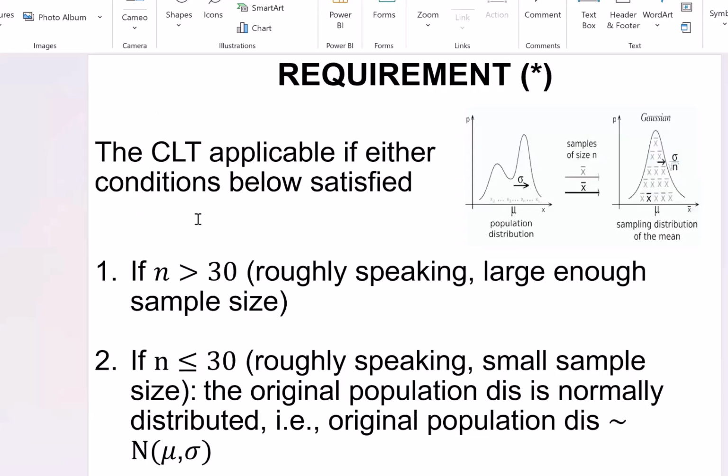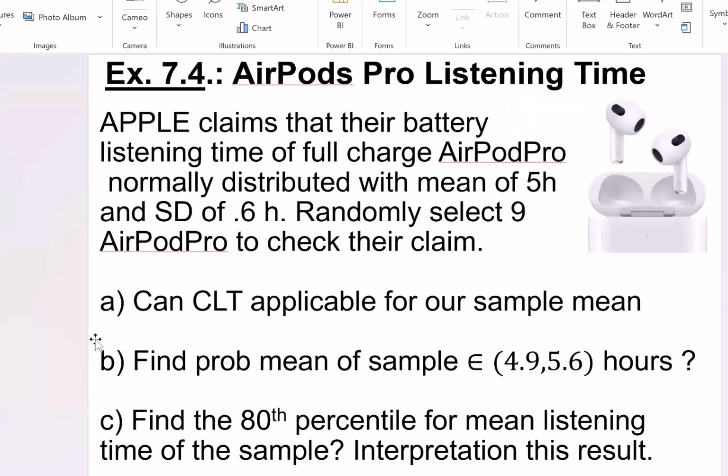So when you check the central limit theorem, you check the requirement star here, right? We have sample size big enough or not. In this case, n is 9, so the first condition is not satisfied. In the case n less than 30, which is 9 less than 30, we need the original distribution to be normally distributed. And here, it is already normally distributed. So it's satisfied, it's applicable here, and because it's applicable, we can proceed with further tasks.